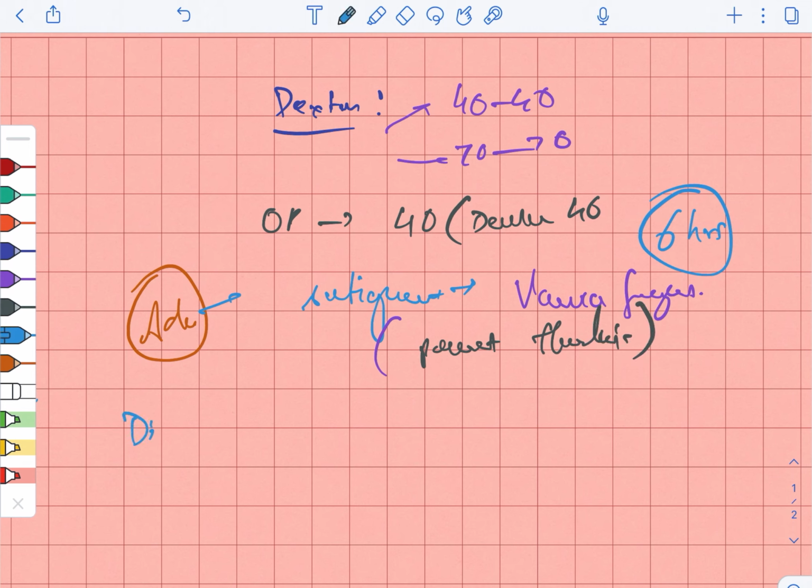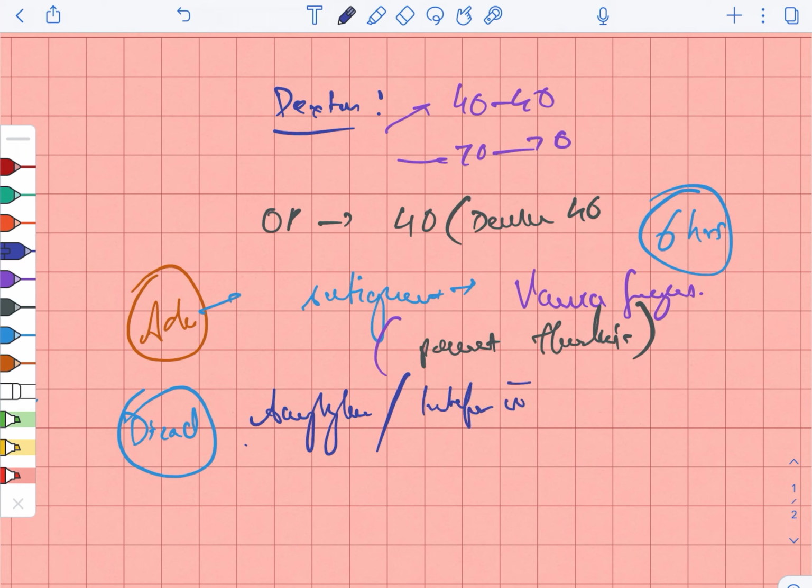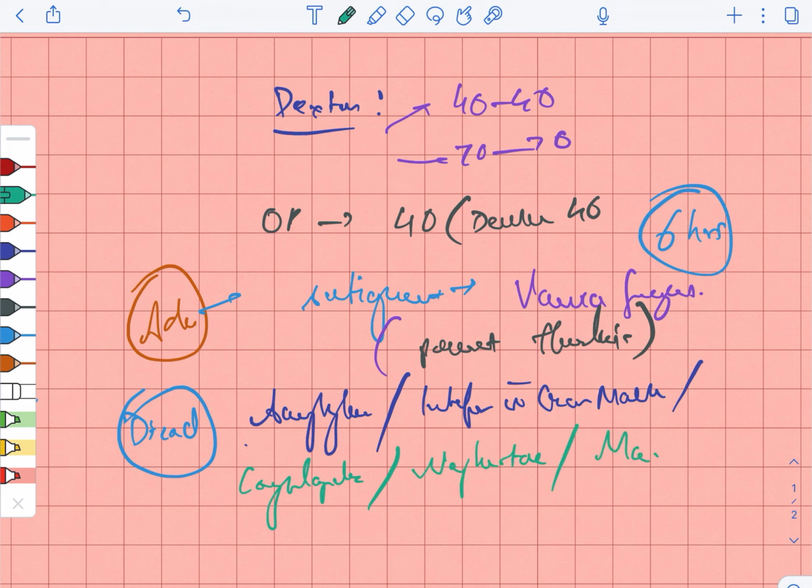Next, in case of the disadvantages, this disadvantage is for dextran. Disadvantages include anaphylaxis, as well as it interferes with cross matching, as well as there is coagulopathy, nephrotoxicity, as well as there is a maximum dose. This is about 20 ml per kg.